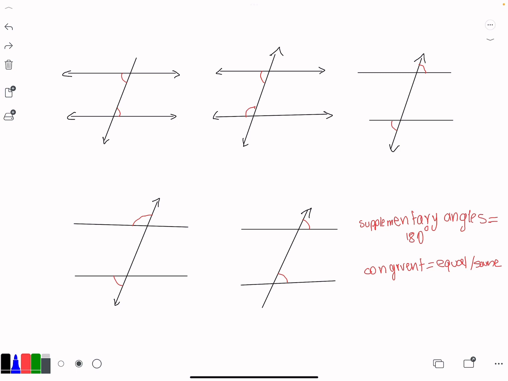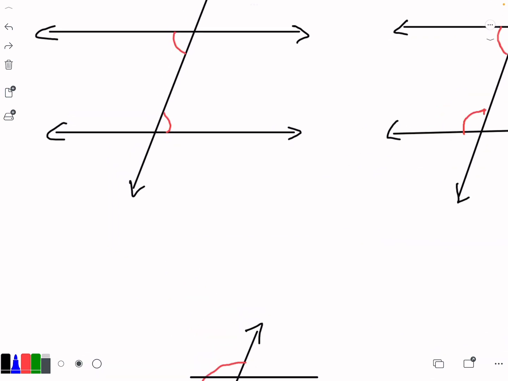Now let's start. As you can see here in this first picture, we have 2 angles which are pretty much inverse of each other. That one's on the left side and this one's on the right side, and as you can see, they're in opposite places. So these are alternate interior angles. They're alternate interior because they're inside of the parallel lines. Alternate interior angles are always going to be equal. So as you can see here, alternate interior angles are always congruent or equal.